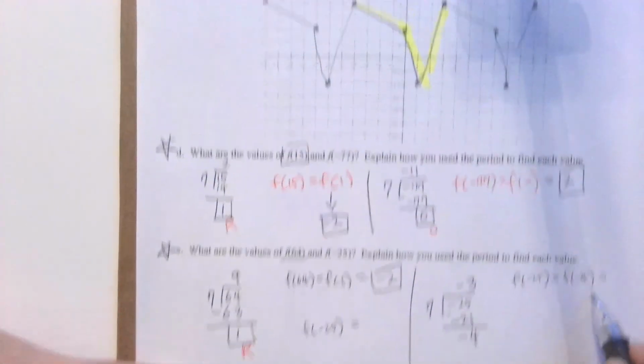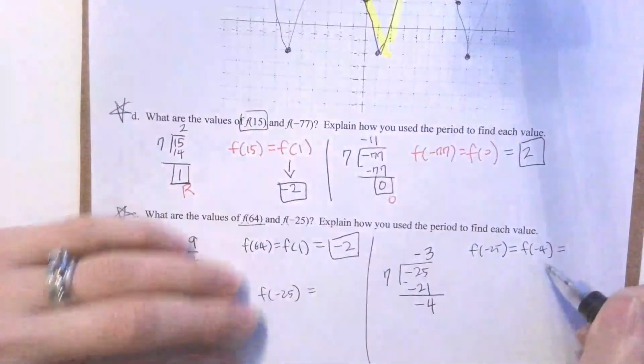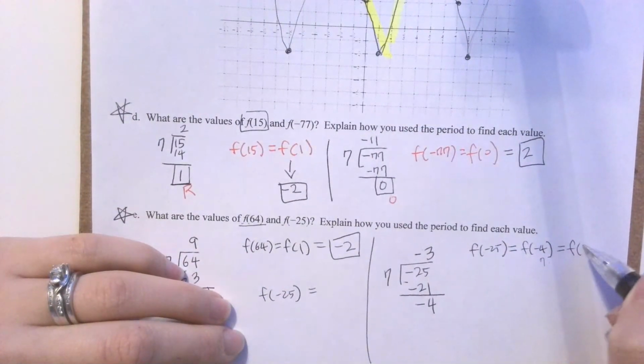So what is f of negative 4? Over here, f of negative 4 is 4. So the answer is 4, or you can just add 7 to make f of 3. Still, you get the 4.